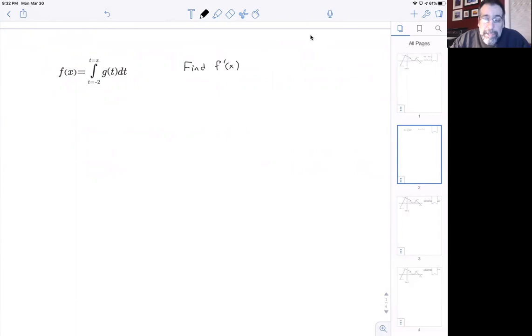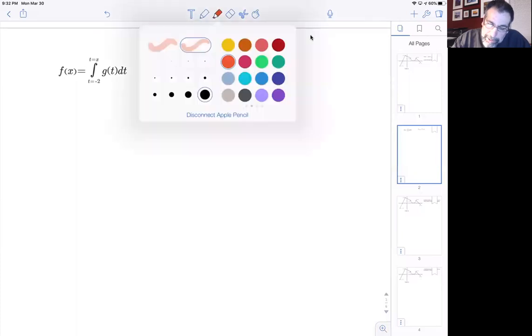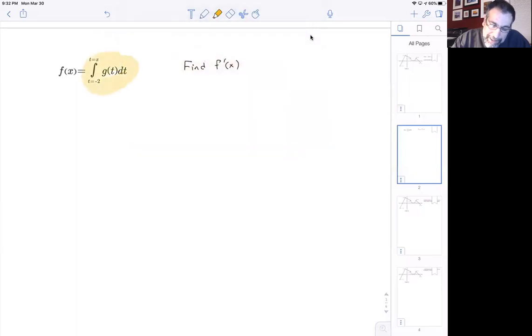So if they ask you to find f prime of x in this situation, well, not a big deal. You get an equation, we take derivatives of equations. The derivative of f of x is easy enough. That's going to be f prime of x. But where we run into trouble is when we're looking at the other side and we've got to take the derivative of this integral. Now, what I tell my students is we can't take derivatives of integrals, not directly anyway.